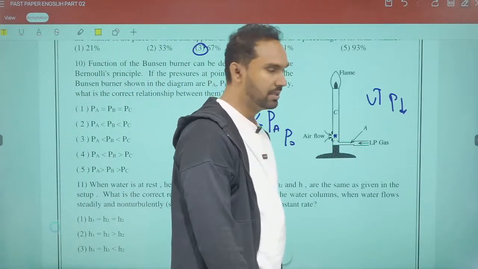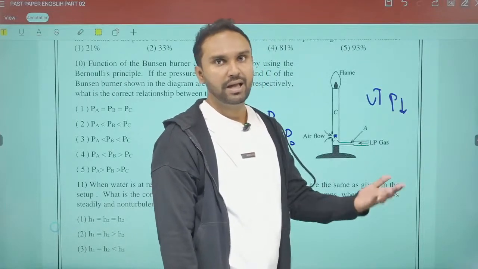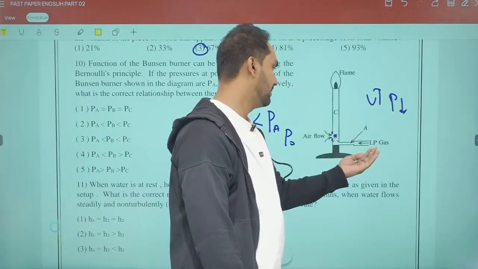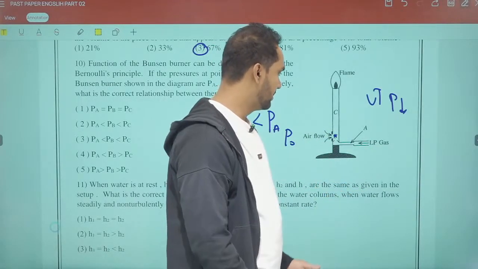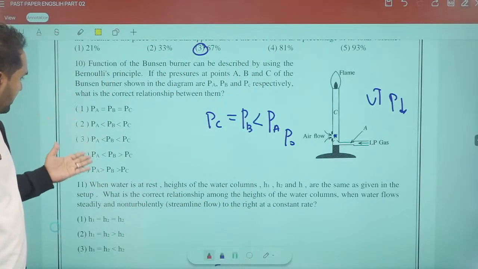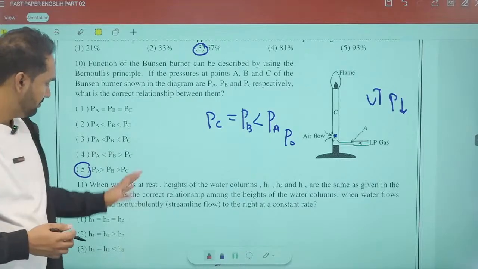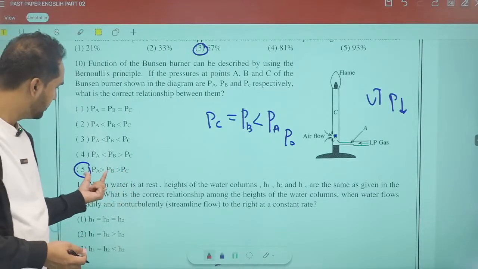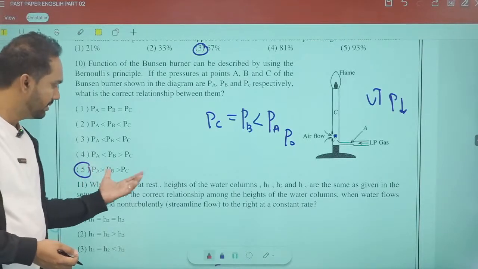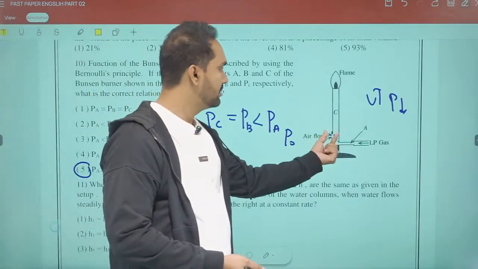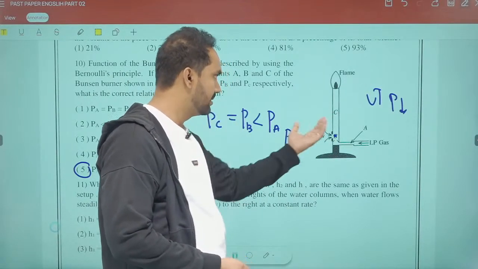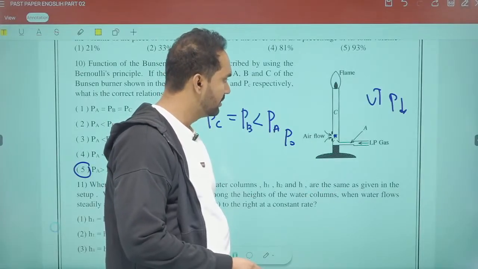Otherwise, the air won't come out, because there has to be a pressure difference for air to flow. So the pressure here must be greater and the pressure here must be less, because otherwise the air won't flow. Obviously, A is greater than B. There is only one answer: A is greater than B, that is 5. So we don't have to worry about PC, because we know that PA is greater than PB. Now PC, because this is uniform, I thought it should be the same pressure, because it's not narrowing or anything.